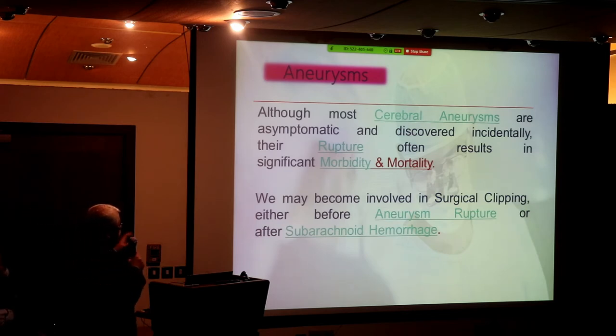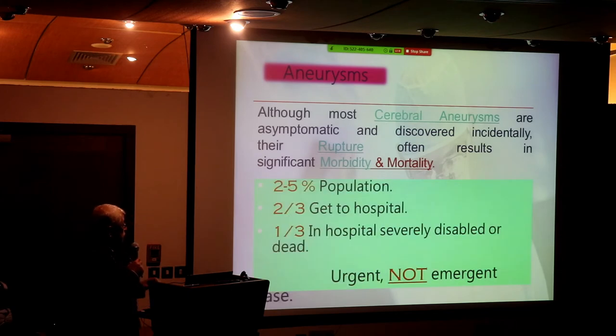Just a few words, overlapping. Although most cerebral aneurysms are asymptomatic and discovered incidentally most of the time, because Dr. Farid also mentioned that one in every 50 people has one, when it ruptures it results in significant morbidity and mortality, unfortunately. And as anesthesiologists, we become involved in clipping, coiling, rupture, or at any stage of subarachnoid hemorrhage.